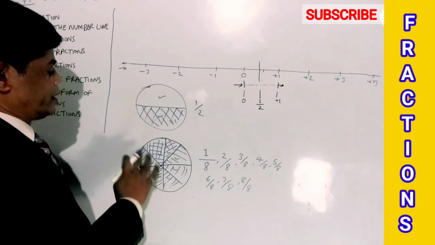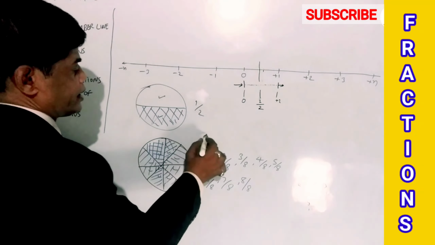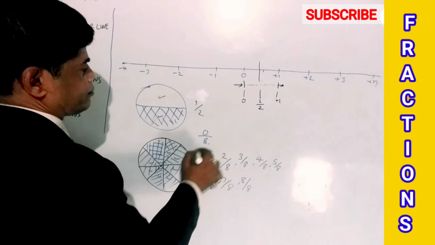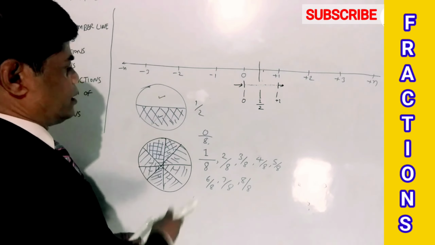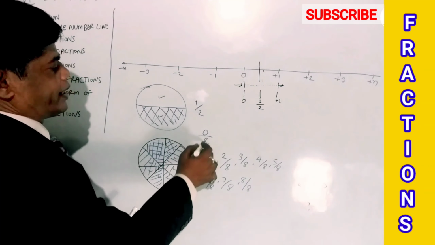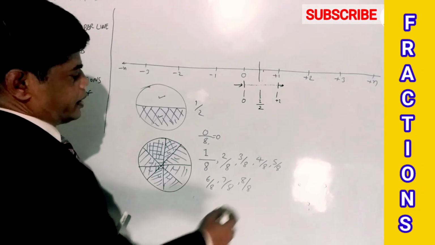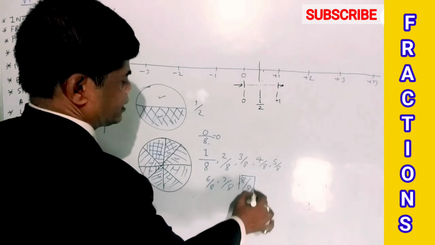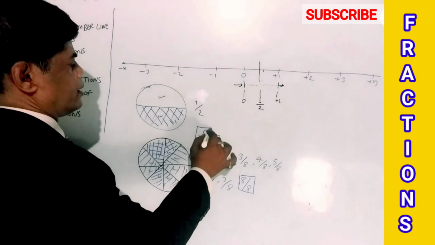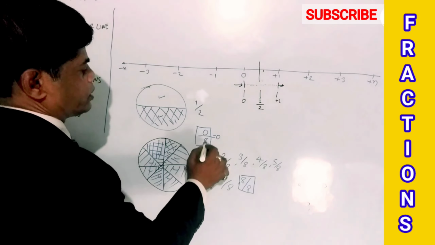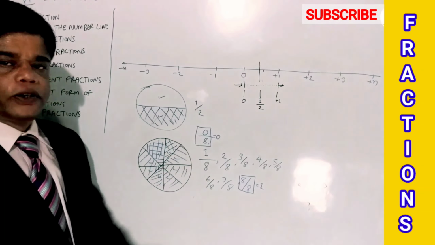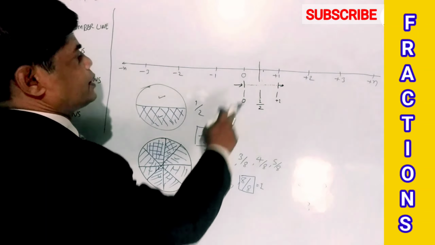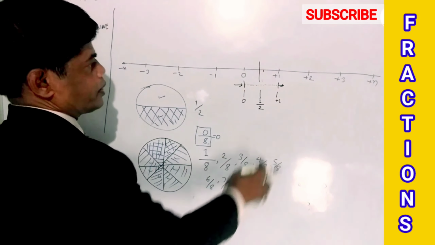If I have not taken anything, it means I am keeping 0 by 8. What do you understand from this concept? 0 by 8 means equal to 0. 8 by 8 is the end point, 0 is the starting point. 0 by 8 equals 0, 8 by 8 equals 1. Here this 0 is there, and this 1 is here.